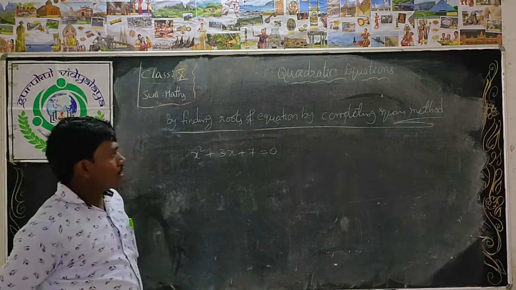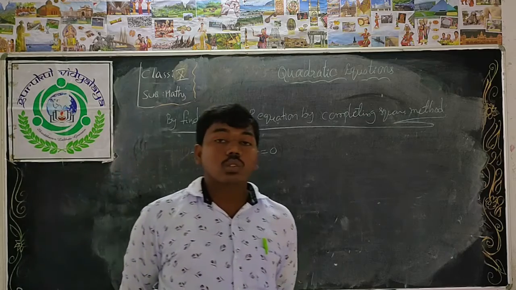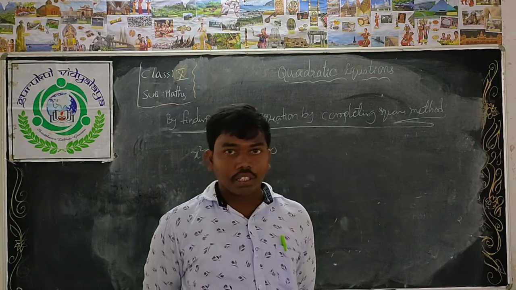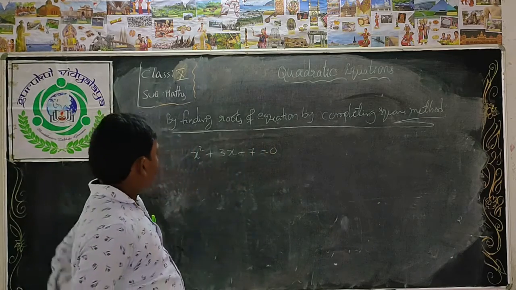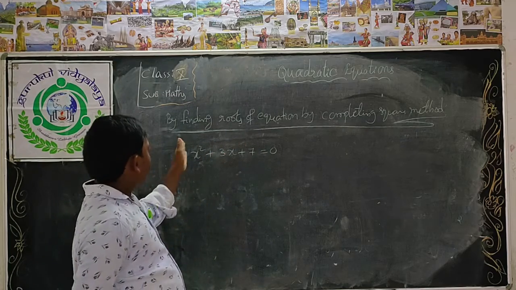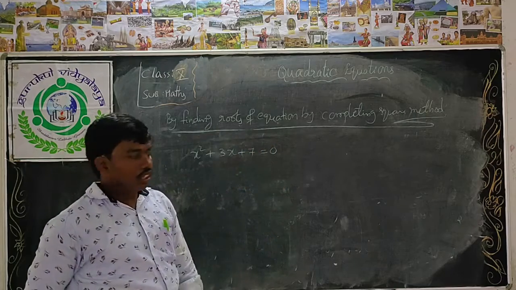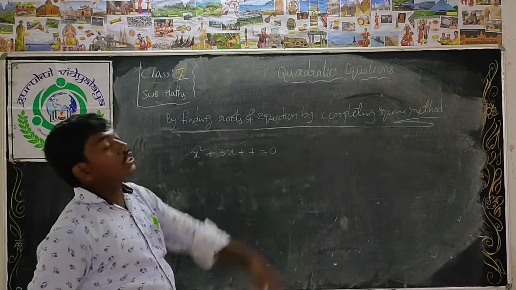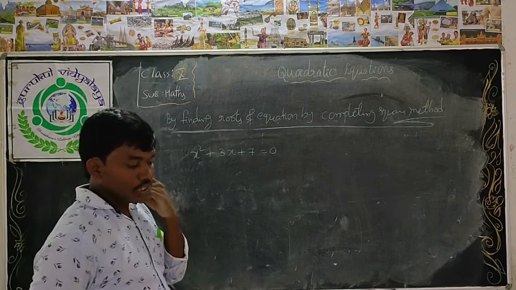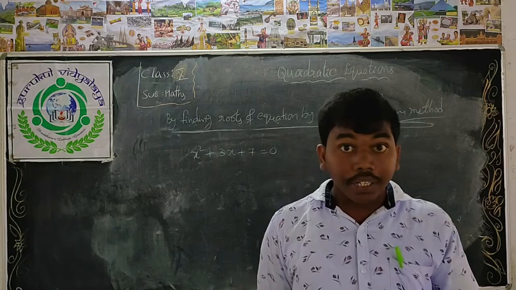See children, I already told you the splitting method. We can solve a quadratic equation by the splitting method, and now by finding the roots of the equation using the completing square method. Completing square means, for example, 49 is 7 square. That is the completing square.